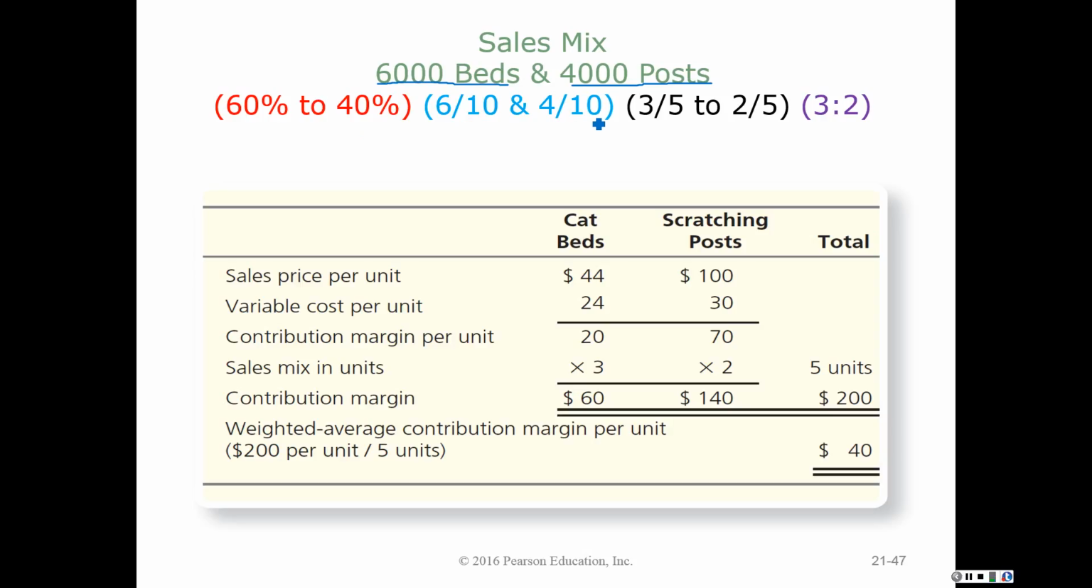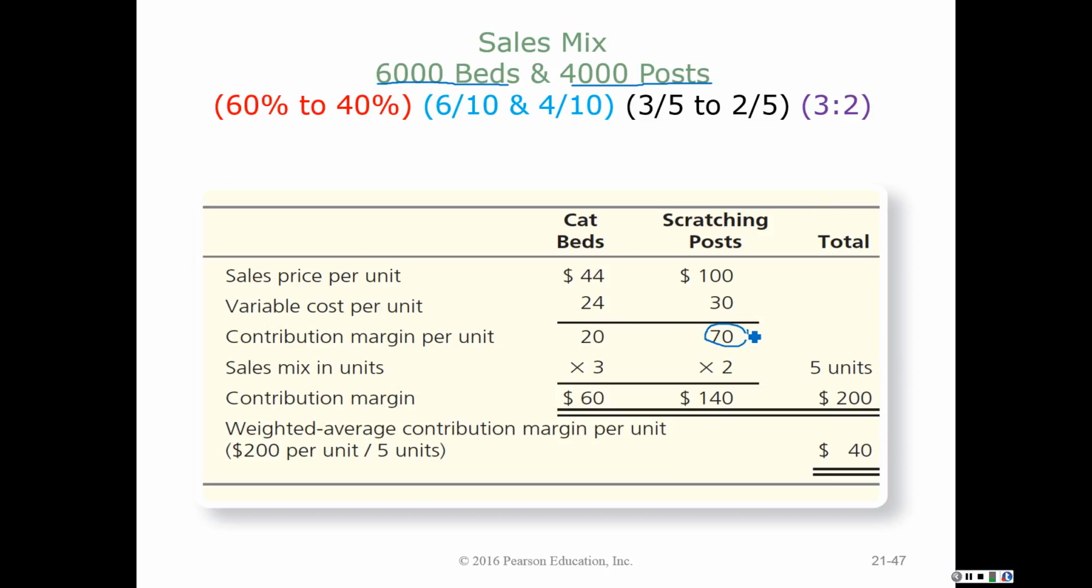If we break those down, 3/5 of our sales are cat beds, 2/5 of our sales are scratching posts. So our sales mix is a 3 to 2 ratio. For every 3 cat beds we sell, 2 scratching posts. Obviously I would like to sell the product that has the highest contribution margin. Well, that is my scratching post.